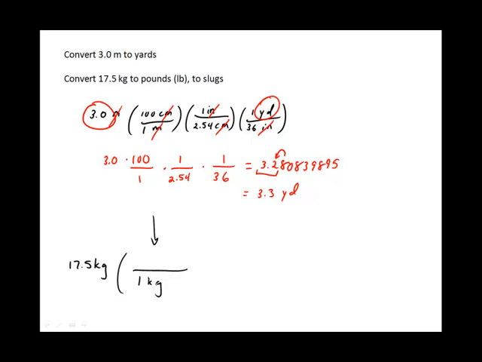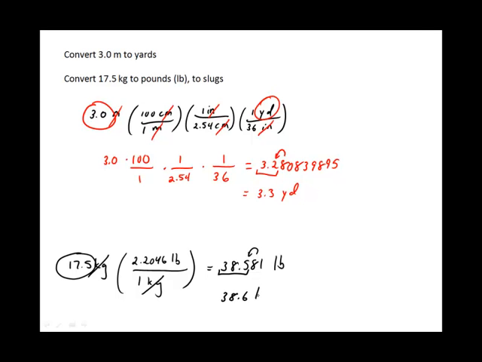So 1 kilogram equals 2.2046 pounds. Now this is not defined, this is rounded off. So that's a little different than the 2.54 centimeters to 1 inch. That's one of the few defined conversions from metric to English. So if I take 2.2046 and multiply by 17.5, I get 38.581 pounds because the kilograms have canceled out. But 17.5 is 3 digits, so there's my 3 digits, but the 8 says round that up. So 38.6 pounds is 17.5 kilograms.